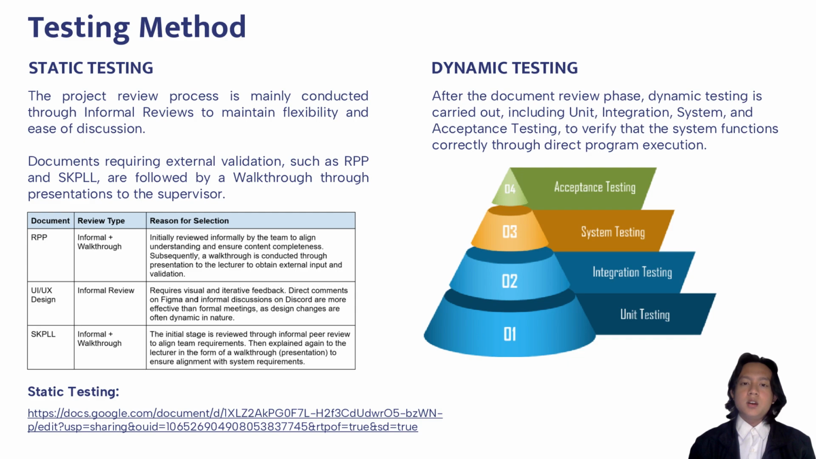After that, we continue with dynamic testing, which involves actually executing the program. The stages include unit testing, integration testing, system testing, and finally acceptance testing to confirm the whole system works correctly and meets user needs. This combination of static and dynamic testing helps us maintain both the quality of the documents and the reliability of the system before final development.